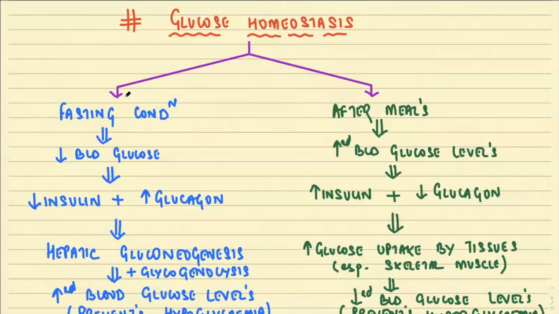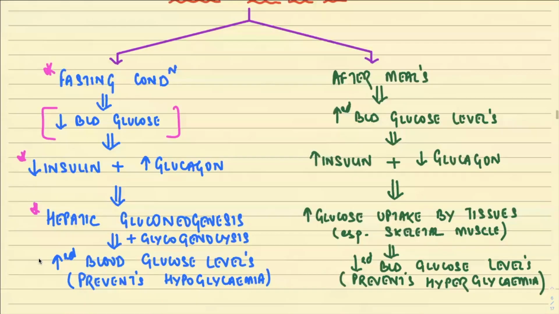So basically, what happens in the fasting condition? There is a decreased blood glucose in our body. So our body is going to decrease the level of insulin and increase the level of glucagon. That is going to stimulate increased hepatic gluconeogenesis along with breakdown of glycogen, that is glycogenolysis. Ultimately the end result is increased blood glucose level, that is, prevention of hypoglycemia. This is the normal glucose homeostasis in the fasting condition.